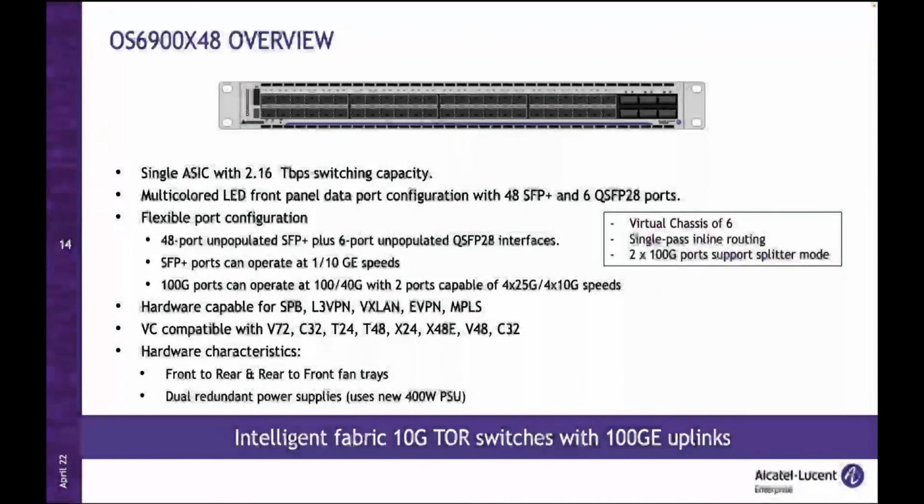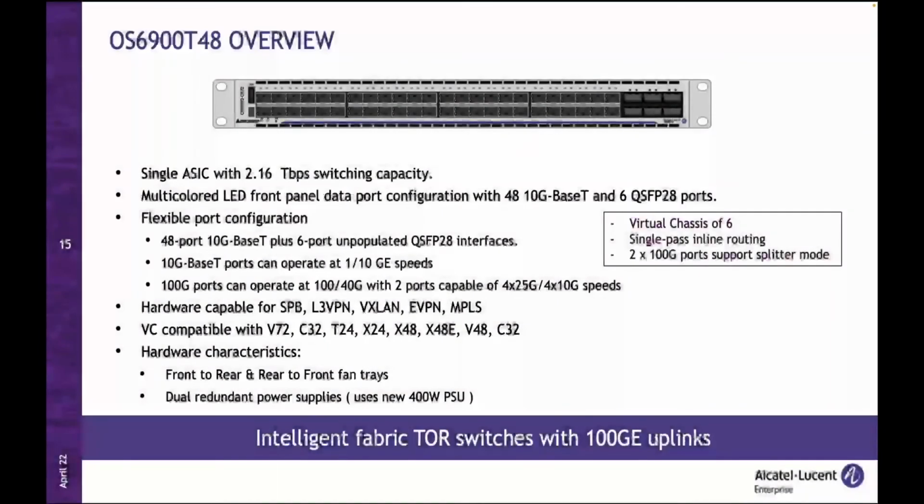On the next 2 slides, you can read the details of the 48-port versions of the 6900, T48 and X48, the bestsellers of the family today. The T48 is the perfect top-of-rack with multiple 100 gig uplinks, and the X48 is mostly for core networks, even if we see more and more fiber interfaces on server NICs.